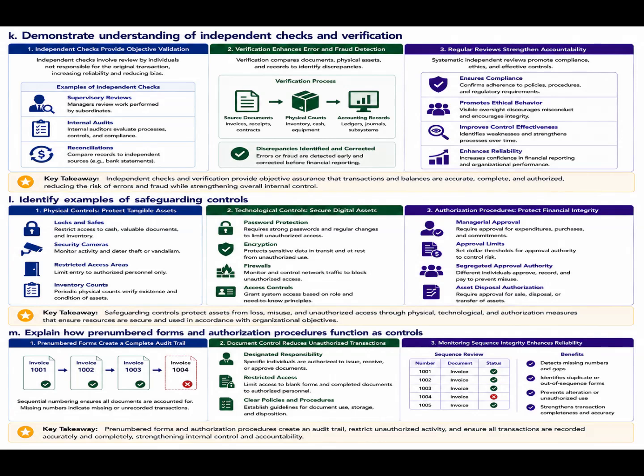L. Identify examples of safeguarding controls. Physical controls protect tangible assets. Locks, safes, security cameras, restricted access areas, and inventory counts help prevent theft and misuse of cash, inventory, and equipment. Technological controls secure digital assets. Password protection, encryption, firewalls, and access controls limit unauthorized system access and protect sensitive financial data.